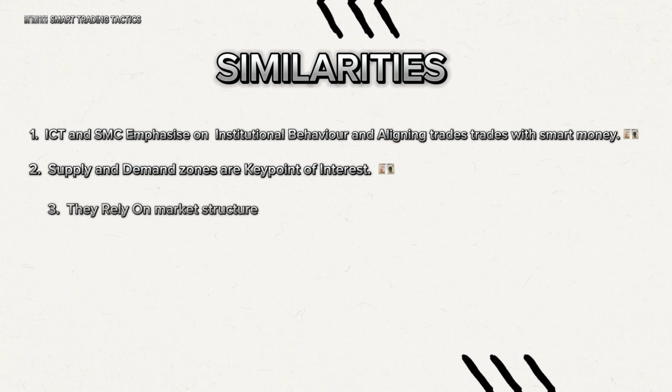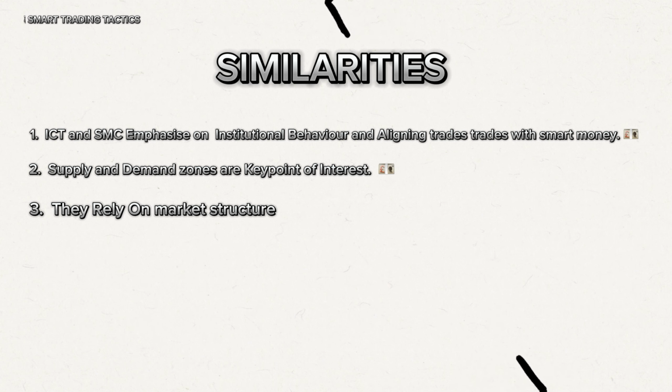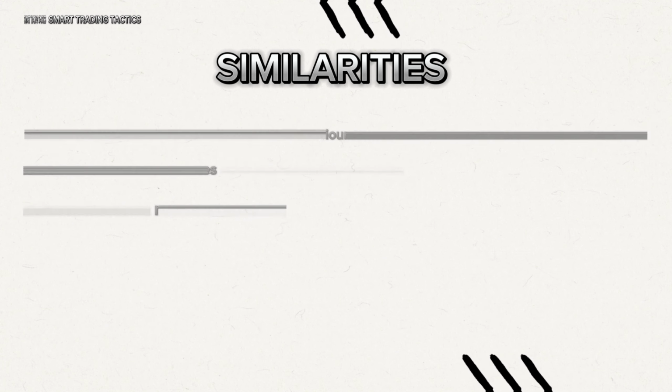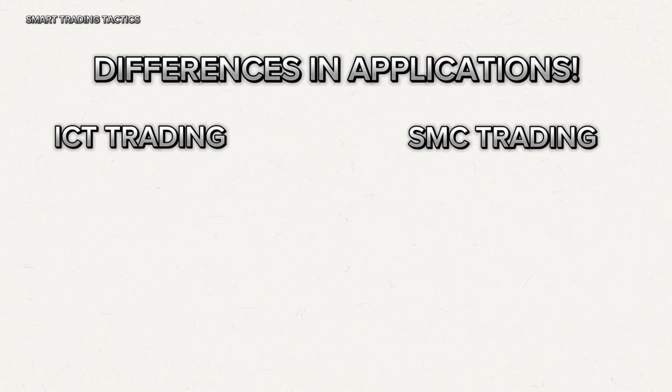Use of market structure. Both approaches rely heavily on market structure to confirm the validity of supply and demand zones. A break in market structure often signals a change in the balance of supply and demand, providing clues for potential trade setups. While the core concepts of supply and demand are similar in both ICT and SMC, there are differences in how these concepts are applied in practice.